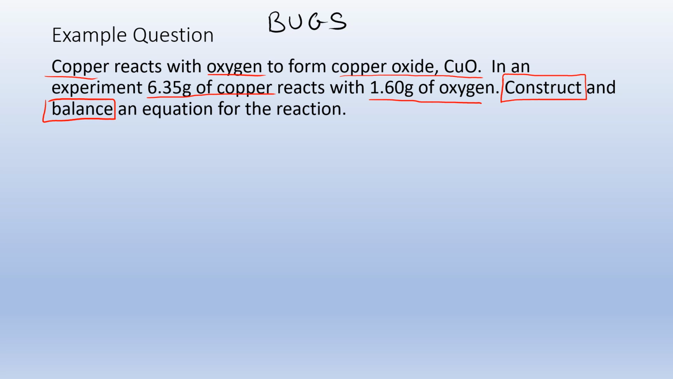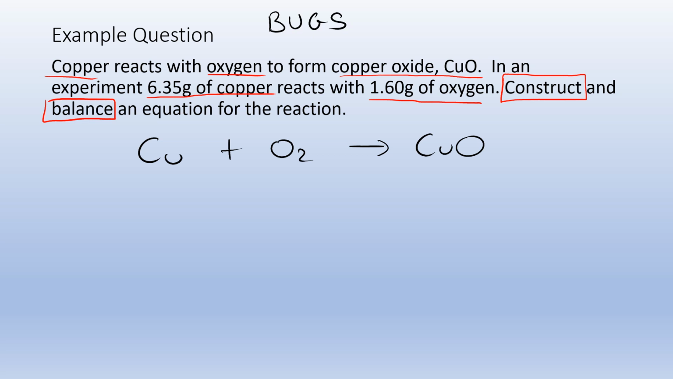So I've boxed my command words, I've underlined key information, I'm going to have a quick glance, make sure there's nothing that I've missed. There's no unit conversions or anything here that I need to scribble around the edges, so now I'm ready to get going. So the first thing I'm going to do is write myself an equation. So copper plus oxygen goes to copper oxide.